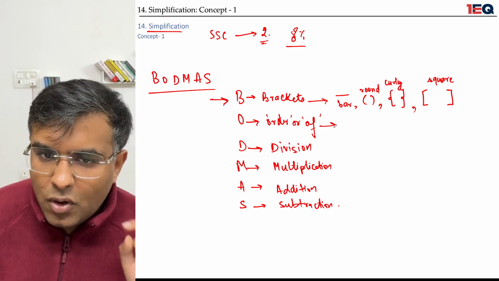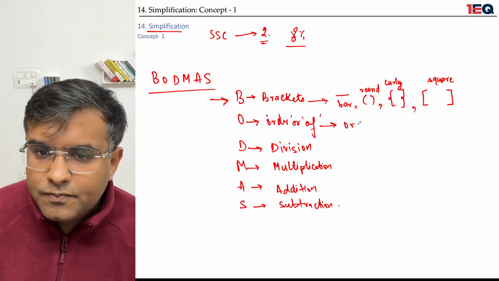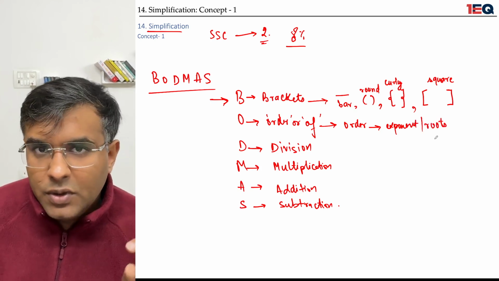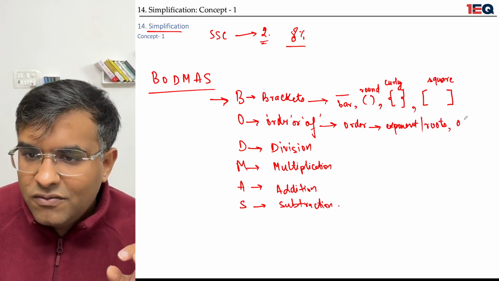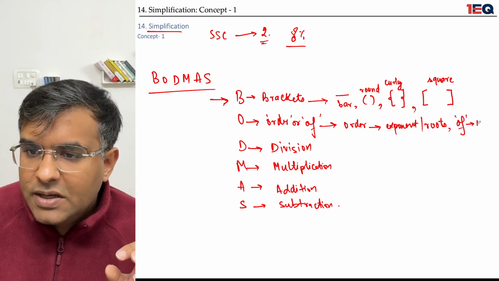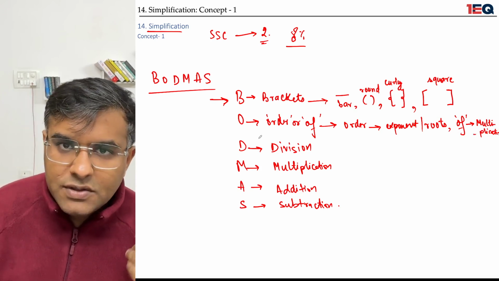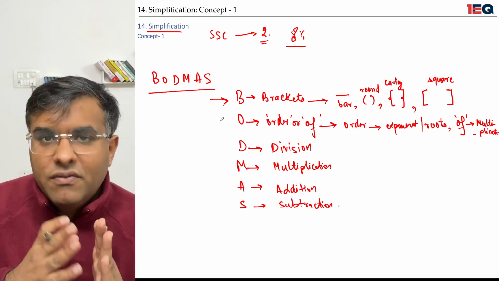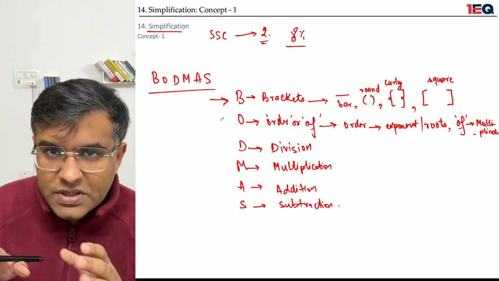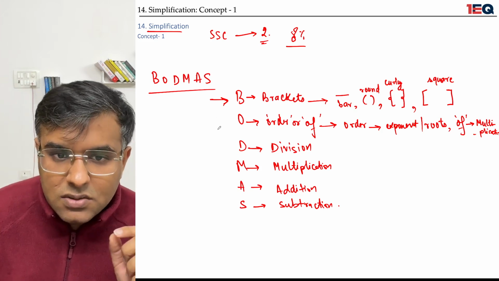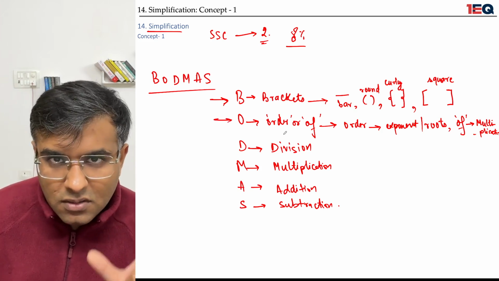Then in terms of order and off, order means anything with the sign of an exponent or roots on it. And off simply stands for multiplication. As I've already told you, this is the order which you'll have to follow. If you encounter off and multiplication in an equation, then you're supposed to solve the off part first and then move to the multiplication. This is how we solve the order situation.